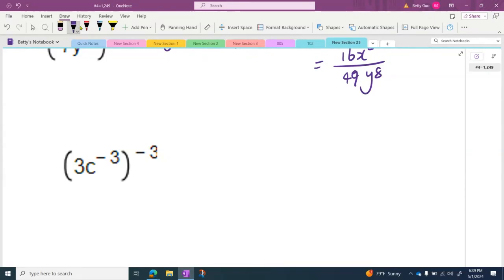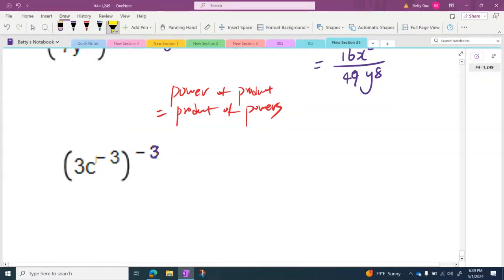Okay, so I'm going to use the power of a product. It is a basic rule that we have learned: power of a product equals product of powers. Those are basic. That's what we learned.